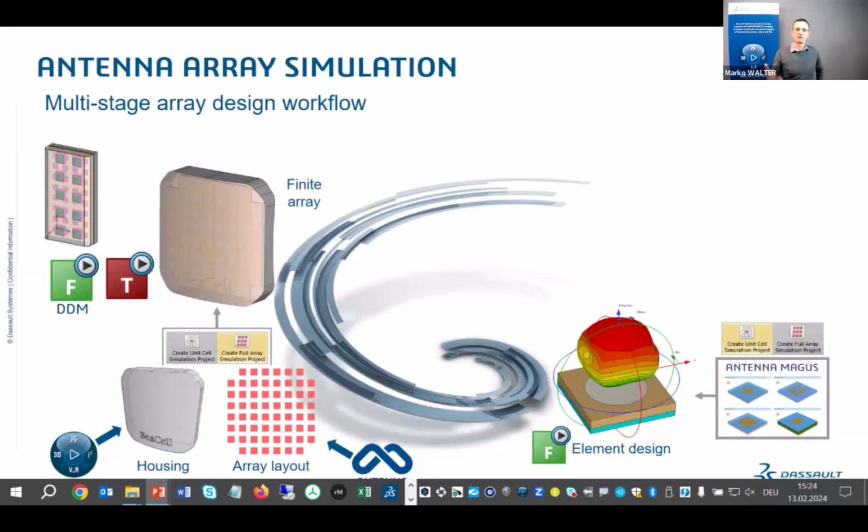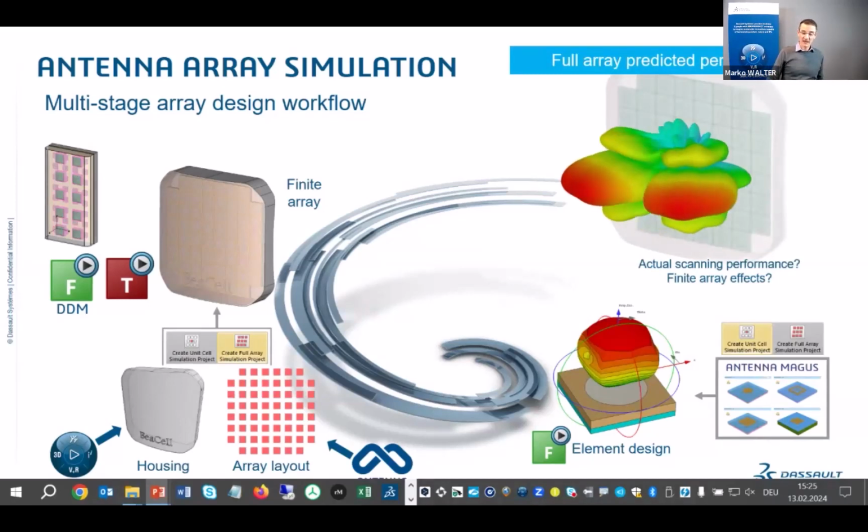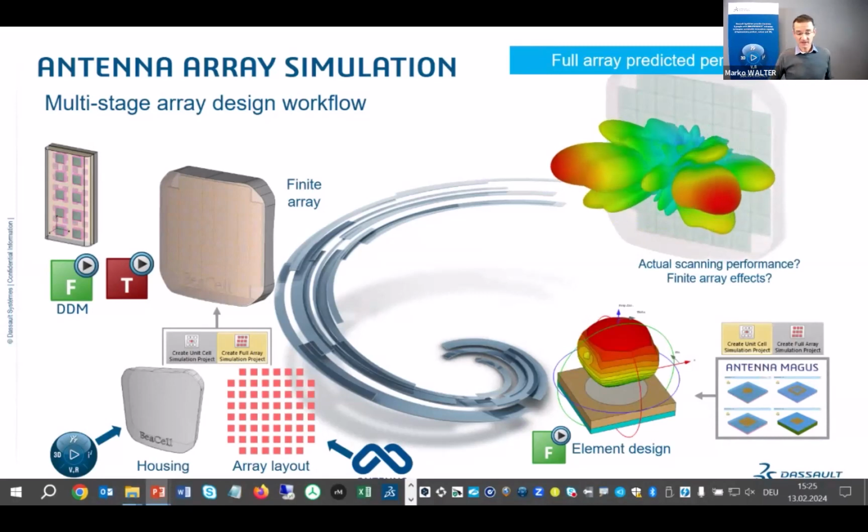And we can run that using some novel approaches, which we might talk about in the next presentation about arrays, to speed things up. And what we obtain is an accurate prediction of the full array scanning performance, including finite array effects. Should mention here, again, a little bit about the solvers that are being used.